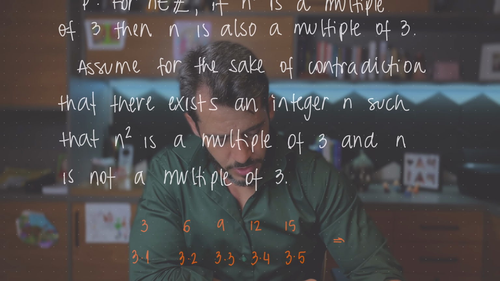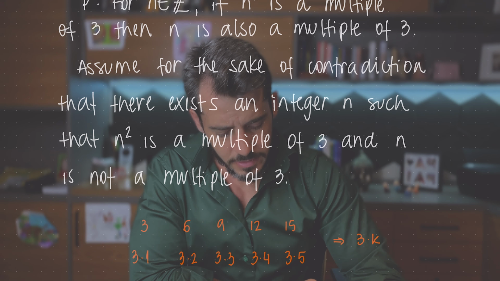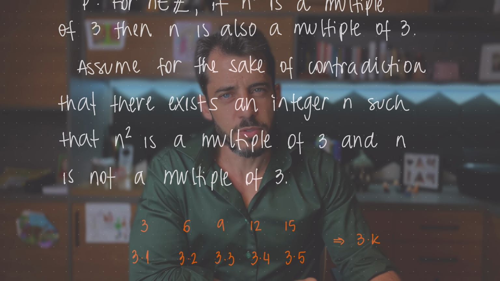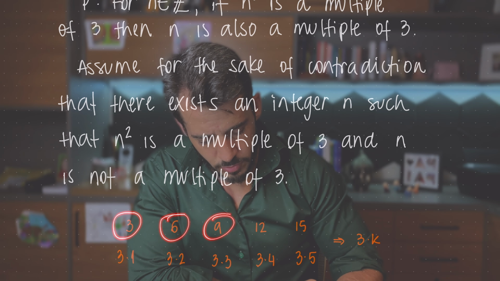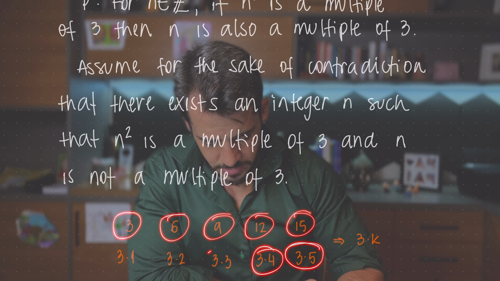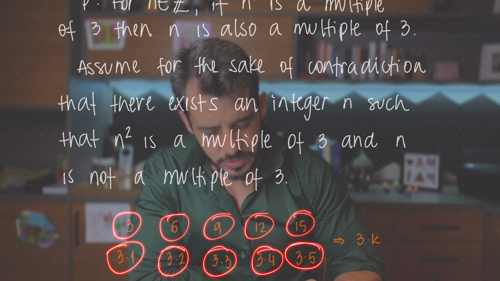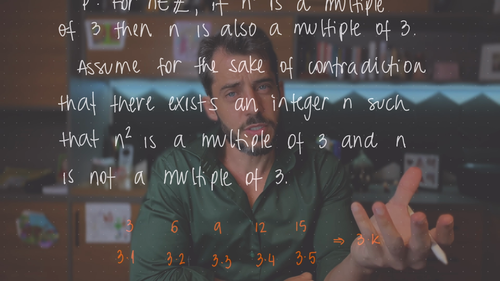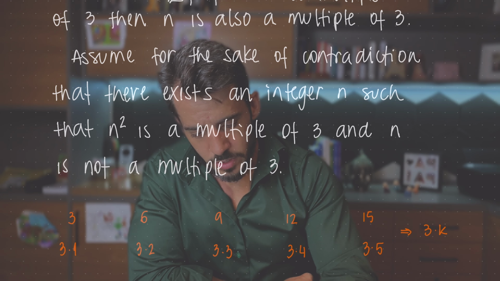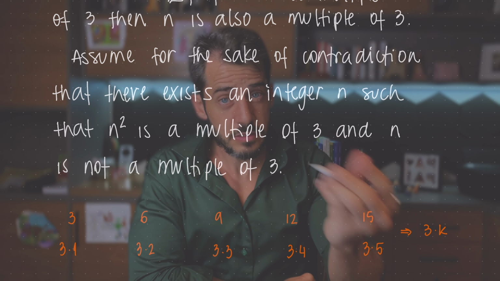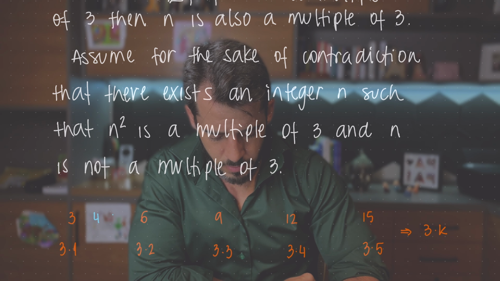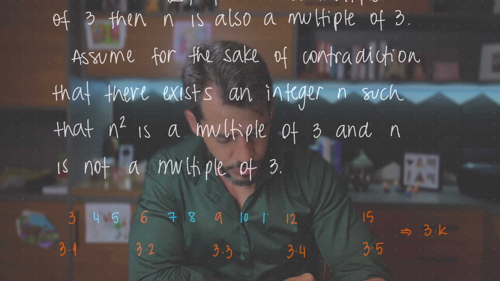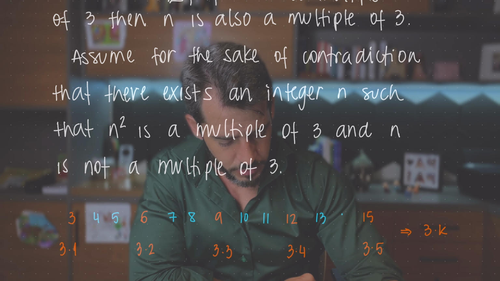So every time you can write a number as 3 times k, k being any integer, you are representing a multiple of 3. So these numbers are divisible by 3. When you divide them by 3, you get no remainder. And what are the numbers in between which are not divisible by 3? Meaning 4, 5, 7, 8. What happens to them when you try to divide them by 3?